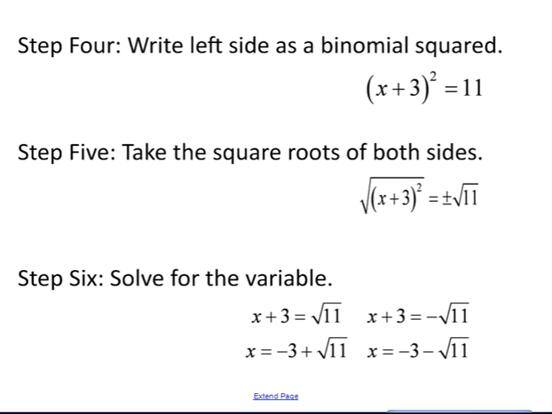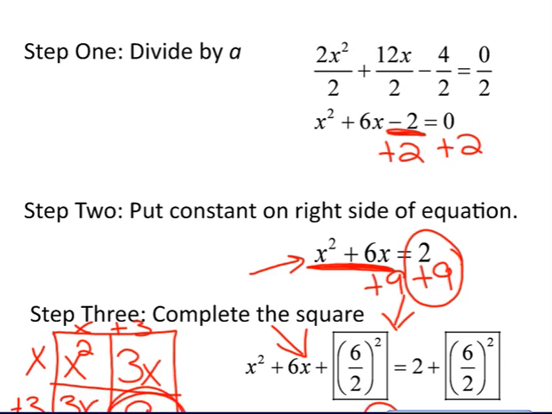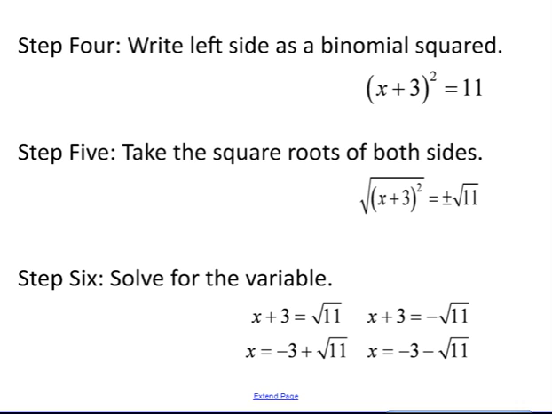Step 4, we want to write the left side as a binomial squared. Well, we kind of already know the answer to that. We've already done that, so to speak. We know that this is x plus 3, and this is x plus 3. So that gives me x plus 3 squared. It still equals 11. From here, this should look familiar. We did this in the prior section. We're going to solve for x.